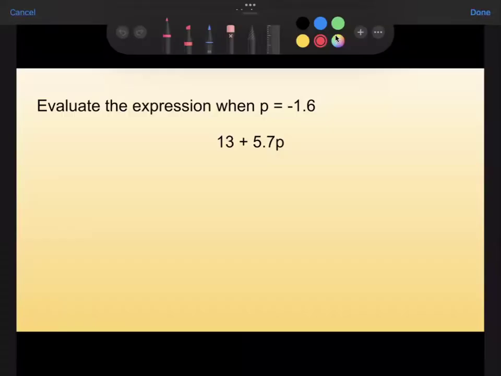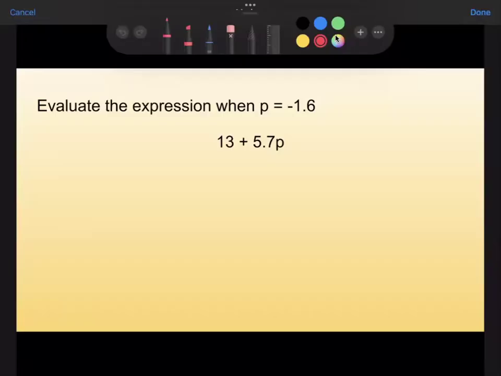Now we're given an expression. Expressions are algebraic things that involve variables, but they don't have equal signs. Since this does not have an equal sign, we cannot solve for p. But if we're given a value of p, we can substitute that in to figure out what the expression would be equal to if p was equal to that value.